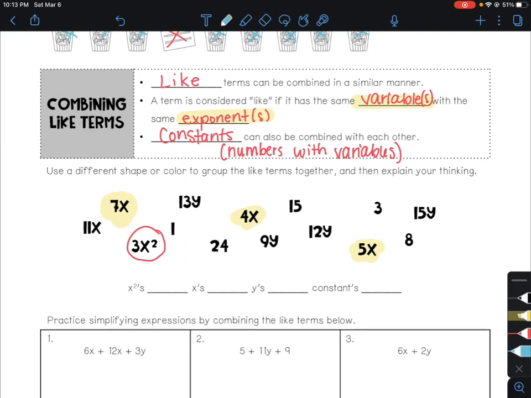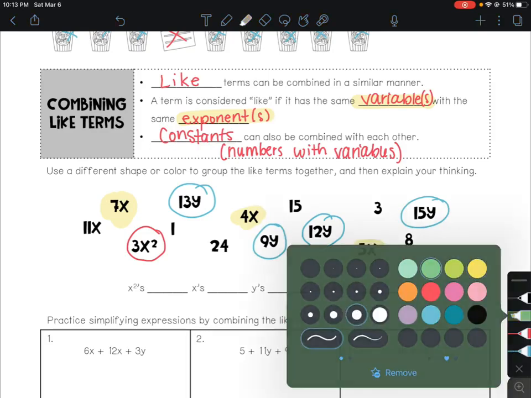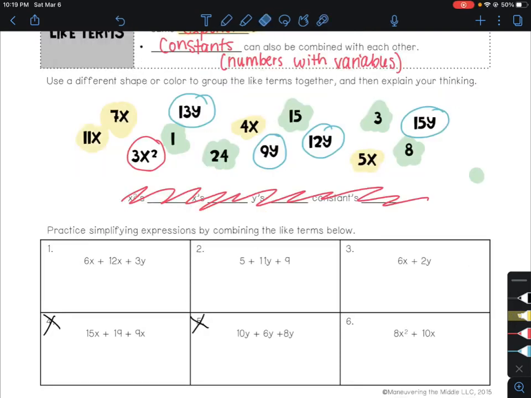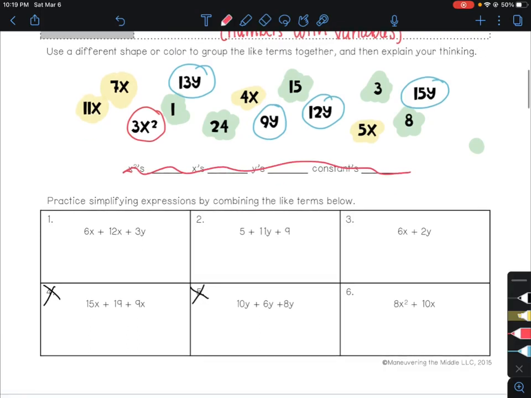Okay, the 13y, that's going to match with the 12y and the 15y. There's also the 9y here. And then last we have the constants. So 1, 24, 15, 3, and 8. Just plain old numbers. Oh, and it looks like we missed over here one of our x terms. So that's all the matches. And we're just going to skip that little part right there and move on to the examples.